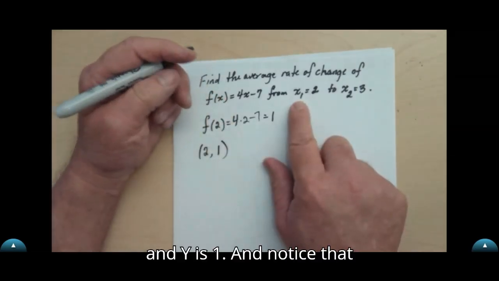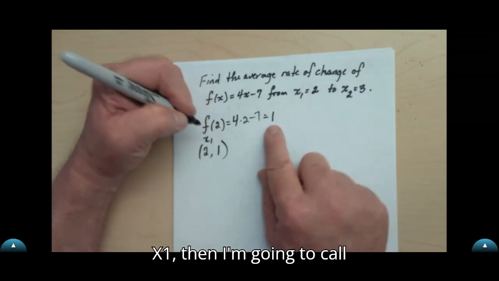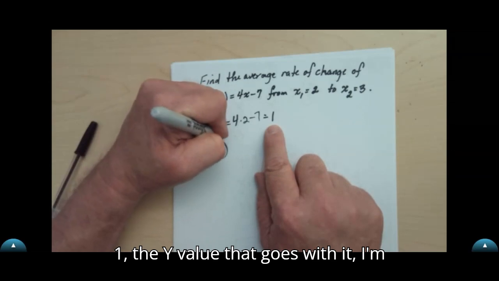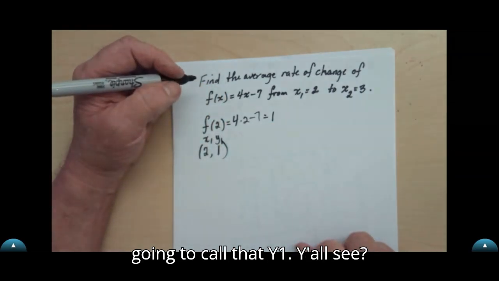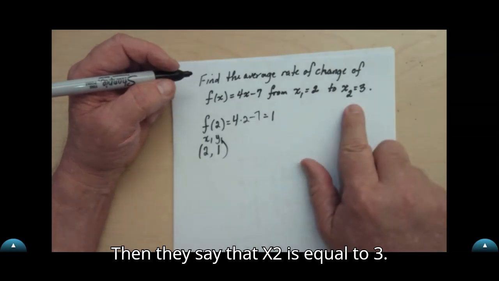And notice that x1, that 2, they're calling it x1. Then I'm going to call 1 the y value that goes with it. I'm going to call that y1. Y'all see? Then they say that x2 is equal to 3.